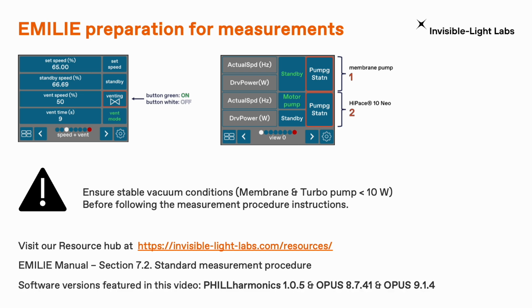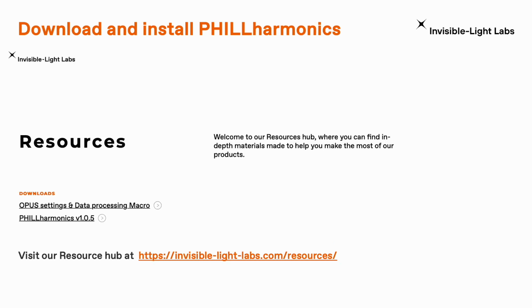Standard Measurement Procedure. This demonstration uses PHILHarmonics version 1.0.5, OPUS version 8.7.41 and 9.1.4, and an EMILIE validation chip loaded to the setup. To begin, install PHILHarmonics, the operational software for EMILIE and PHIL. You can download it from the Invisible Light Lab resource hub and follow the installation steps.